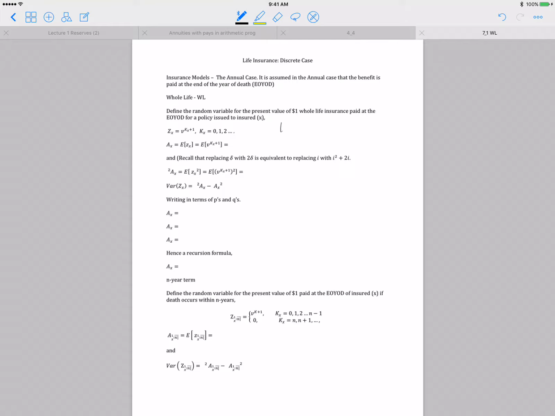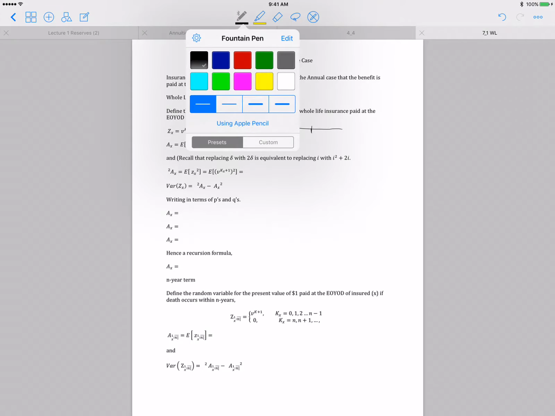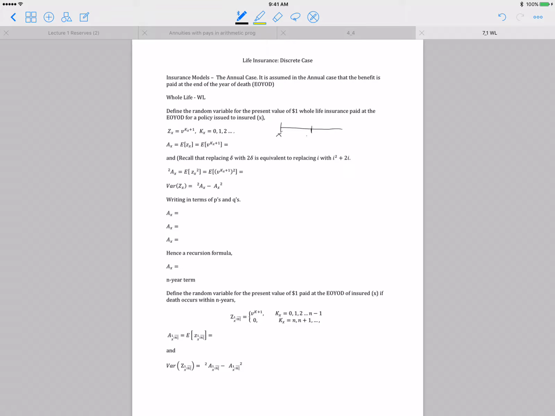So if we draw an age diagram, then at this time the insured is age X, and their birthday that they're going to live to is their Kth birthday, and then they're going to die between that birthday and their next birthday. So death is going to be somewhere in here. So that would be the age last birthday, and K is the future birthday.